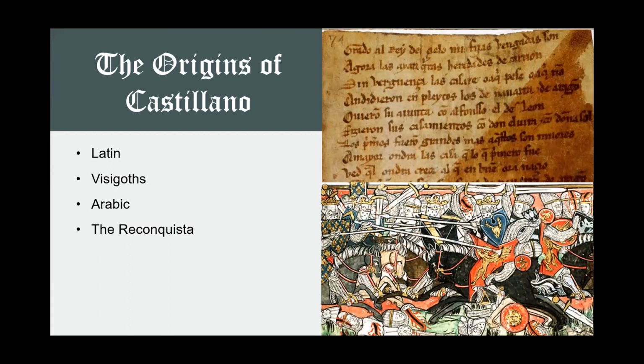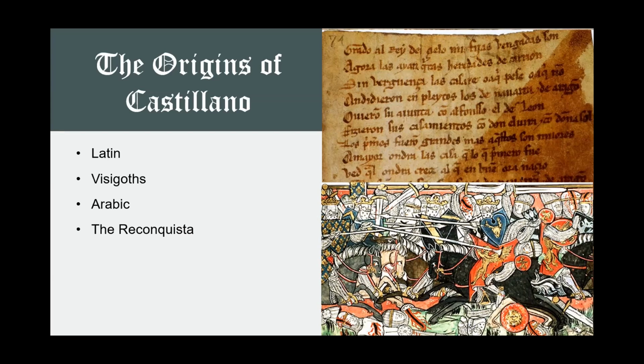And so as it starts emerging, we start seeing it written down for the first time in a poem called El Cantar de mi Cid, which was written in the 12th century. It is a historical drama about a real figure, El Cid, and his conquest of the city of Valencia. This is the first time we actually see real Castellano, or real Spanish, written down.